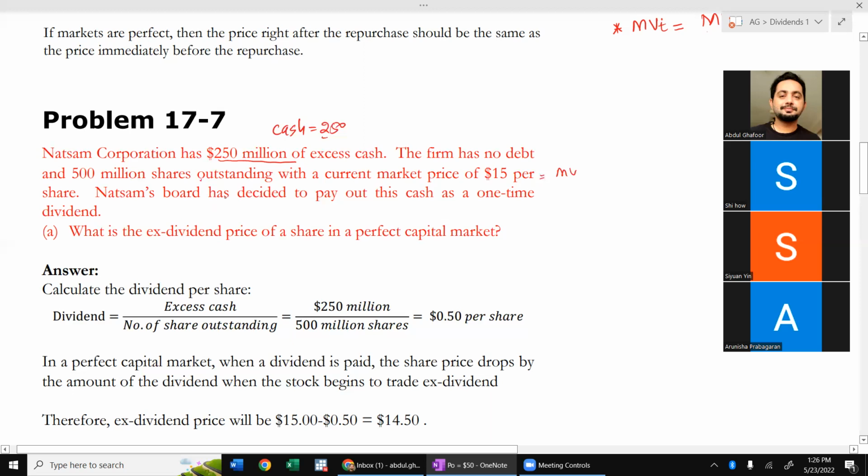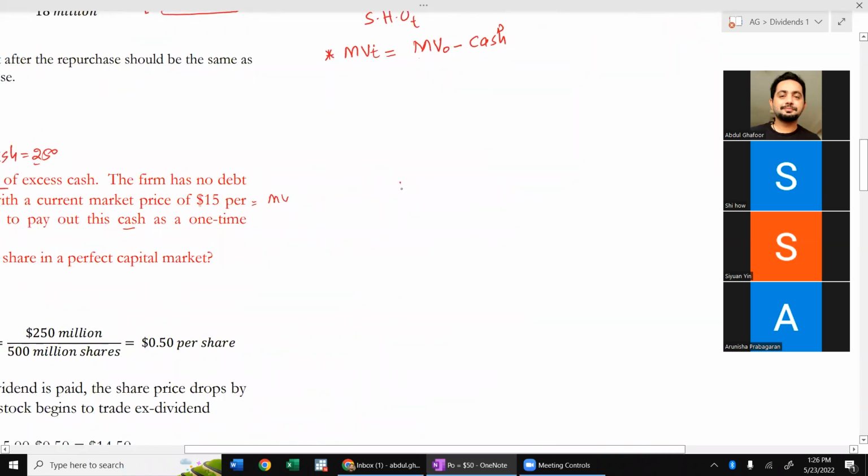Okay, this is the current information, but we haven't yet come to know about the dividend policy of the company. So what is the dividend policy of the company? The company board has decided to pay out this cash of 250 as a one-time dividend. In the previous question, it was share repurchase, but here the company is saying it will be a cash dividend. So when it is a cash dividend, straight away in your mind, what should come? That P0 is not equal to PT.